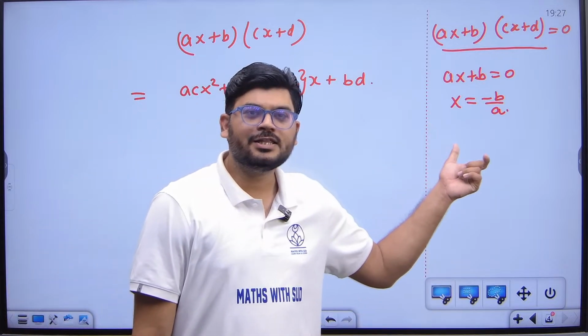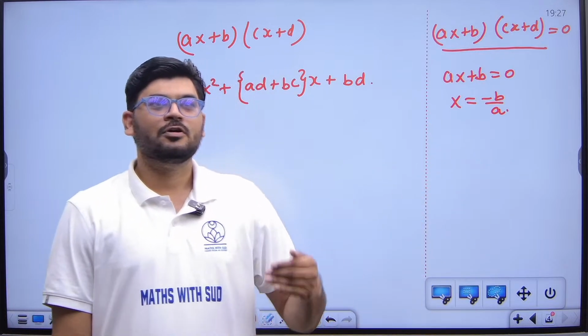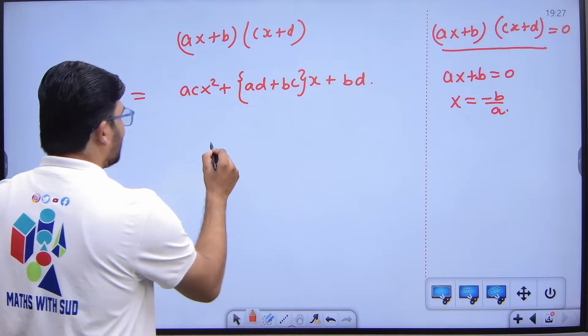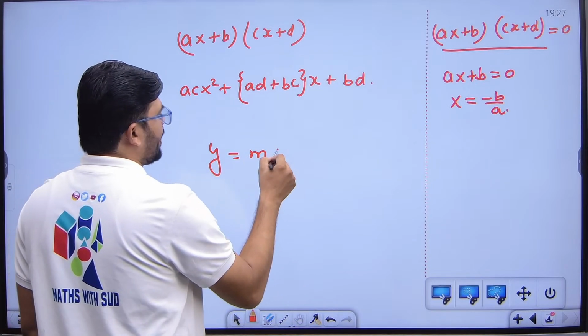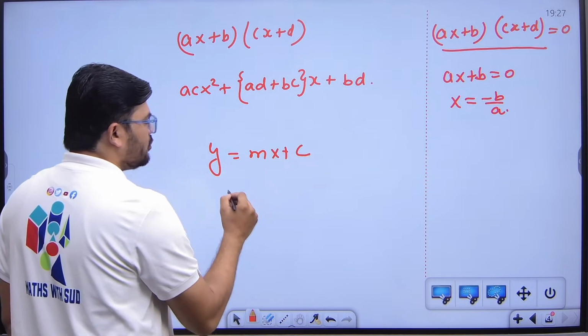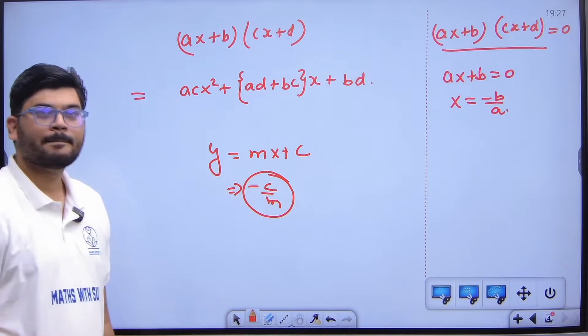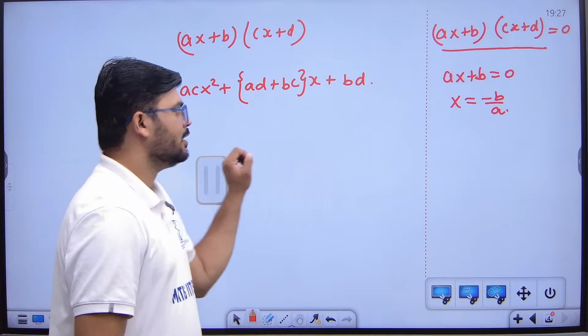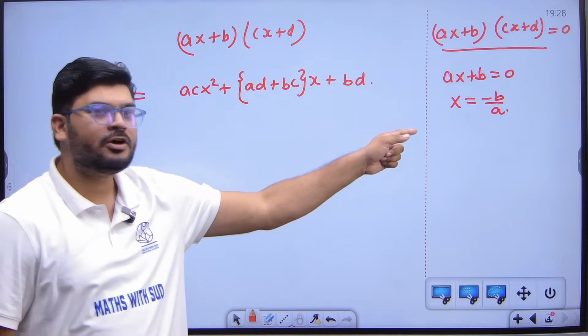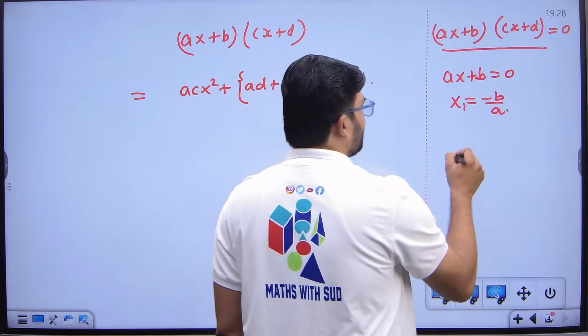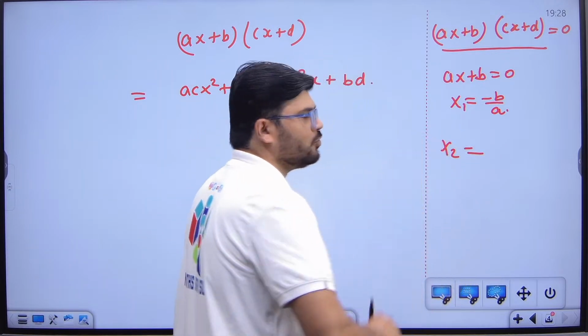We have learned this in straight lines. I told you, in the straight line, y is equal to mx plus c. So what is the zero of this? It was minus c upon m. You remember? Yes. The same goes here as well. One of the zeros is x, let us say x1. What could be x2?